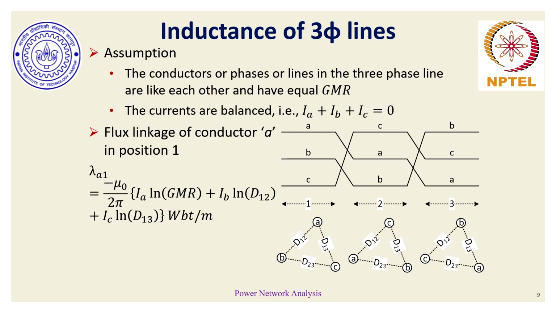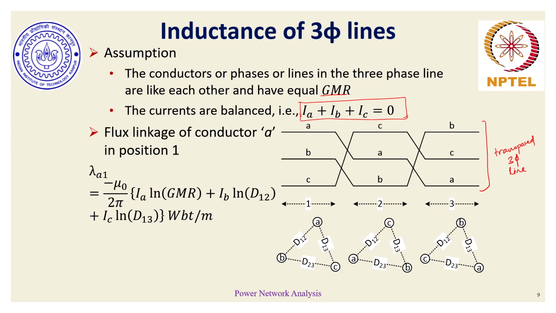So what I have here is an arrangement of a transposed three-phase line. I am associating the phases to be small a, small b, small c. They are not the strands now. The assumption here is the same, that the conductors or phases or lines in the three-phase line are similar to each other. Their material is the same. So basically the GMR is the same and the currents are balanced. So at any point of time, IA plus IB plus IC is equal to 0, because in balanced condition we have seen how these sums turn out to be 0.